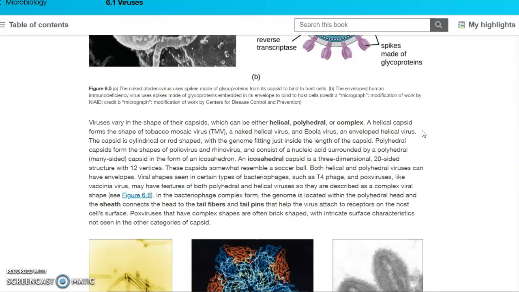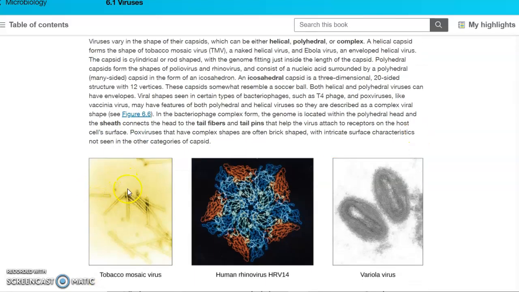Now, the shape and size of the capsids can vary. We can have helical, polyhedral, or complex. The helical capsid forms the shape of the tobacco mosaic virus. So here's a picture of the tobacco mosaic virus. And you can just kind of see that it's this very unassuming kind of long cylindrical or rod-shaped structure, and the genome fits inside the length of the capsid.